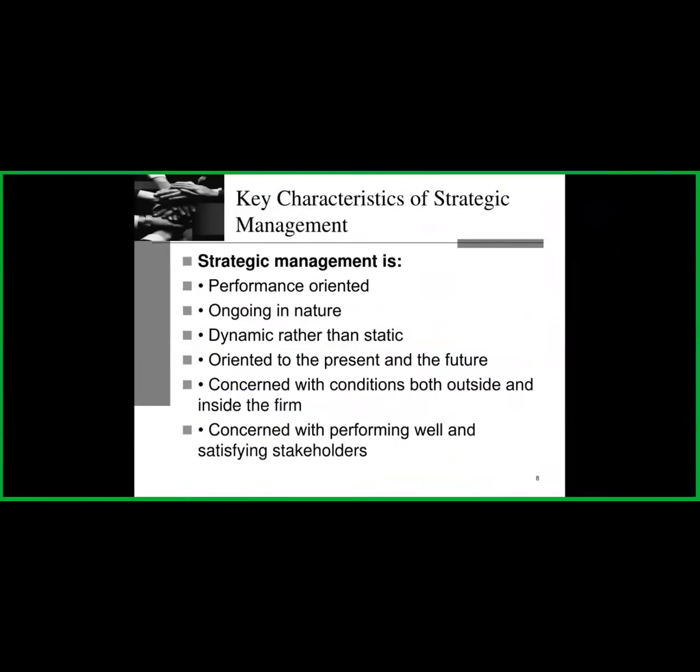Okay, so I hope that the four levels of strategy is clear to all. We will now move on to the key characteristics of strategic management. What are the key characteristics? So there we will be discussing the key characteristics related to performance. When we talk about the key characteristics of strategic management, the first key characteristic is that it is performance oriented. Performance oriented means you have to perform.